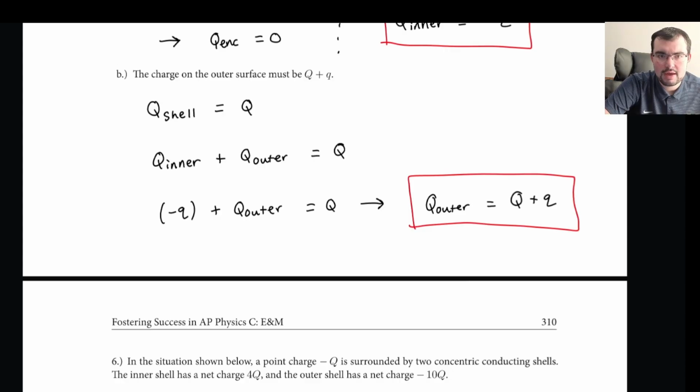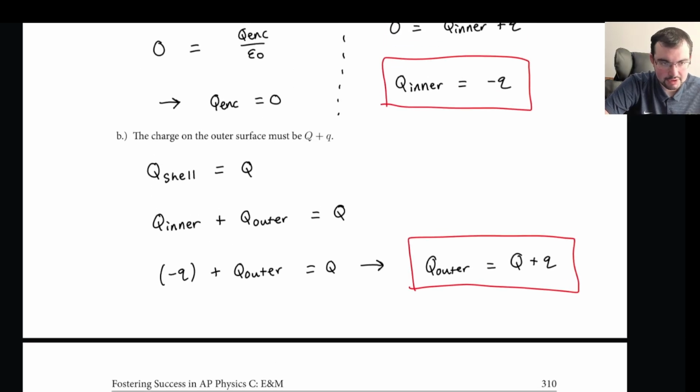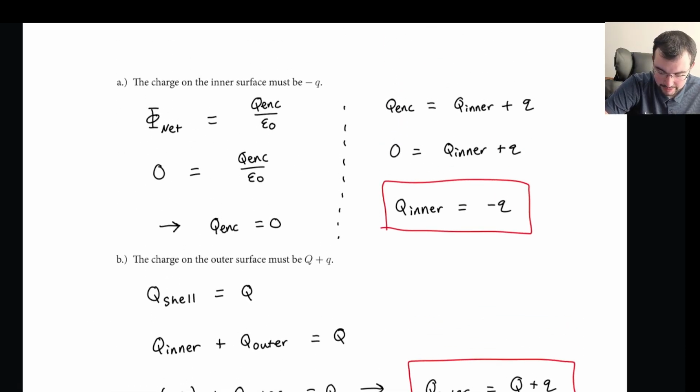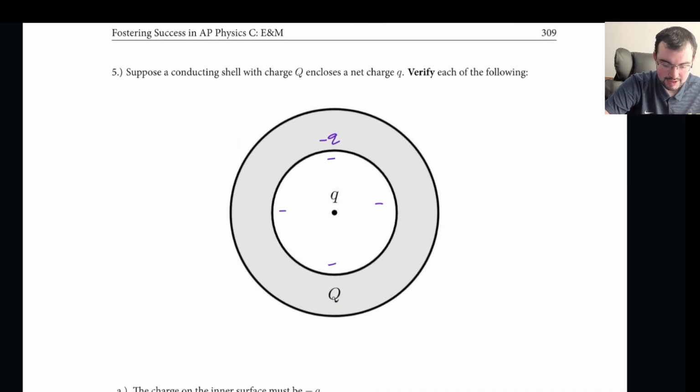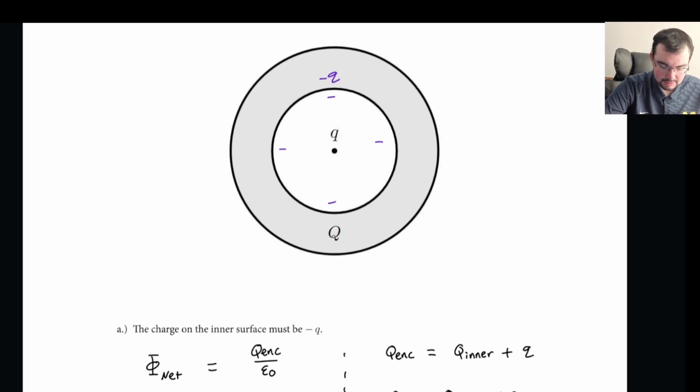Another way to do this would be to use the shell theorem. So you could prove this part without part A by looking at the shell theorem and saying that outside of the sphere, it should look like the field from a point charge holding the net charge of the system. So I could just shrink the entire system down to that point. And I would see a little q at the center, and I would also see a big Q. So I'm seeing this plus this, which is why that lives on the outer surface.